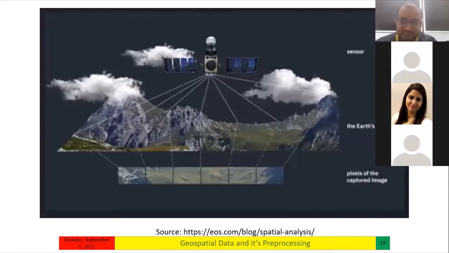So after that, this is one picture. There is the sensor and different features. From the sun, or from the illumination source, the electromagnetic energy falls on the Earth and is reflected back to the sensor. After the sensor captures the reflected energy, it gives pixelated information, and that pixelated information forms the entire image.